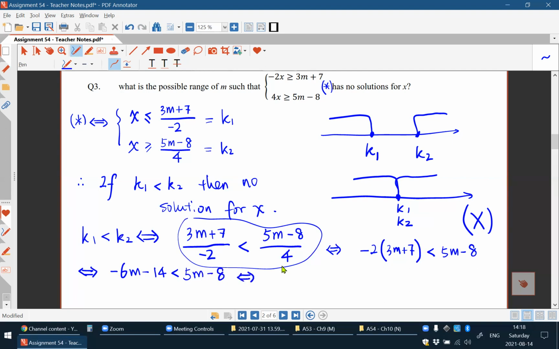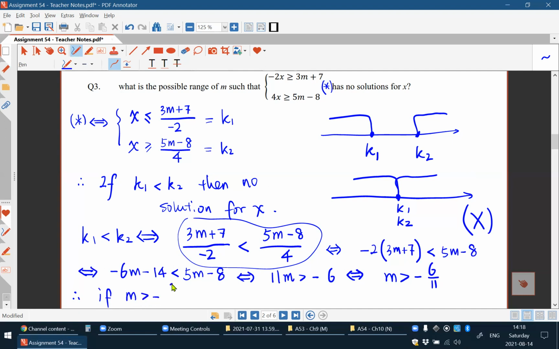Which is further equivalent to 11m greater than minus 6, which means m should be larger than minus 6 over 11, right? Okay, so the conclusion is if m is greater than minus 6 over 11, there is no solution for x. Okay, did you get it? Any questions?